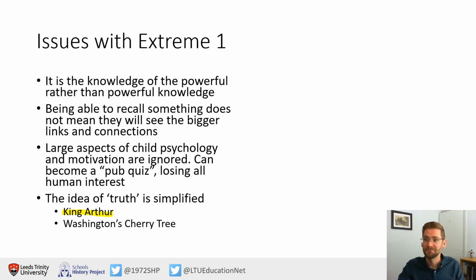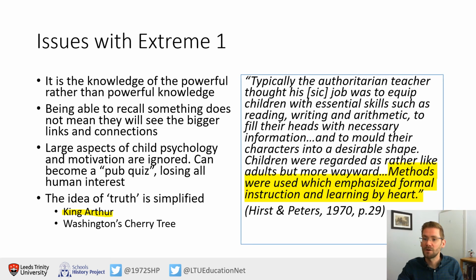It's approached as fact. And I quite like this from Hirst and Peters. Typically, the authoritarian, this is what they mean by the traditional teacher, the authoritarian teacher thought his job was to equip children with essential skills as reading, writing, and arithmetic, to fill their heads with necessary information and to mould their characters into a desirable shape. Children were regarded rather like wayward adults. Methods were used which emphasised formal instruction and learning by heart. And that's what we kind of see in that traditional curriculum. Lots of formal learning, lots of rote learning. It was about improving character through these great stories, Arthur, Washington, and the cherry tree, and also imbuing them with the cultural capital, the cultural knowledge to enable them to be successful in society moving forwards.